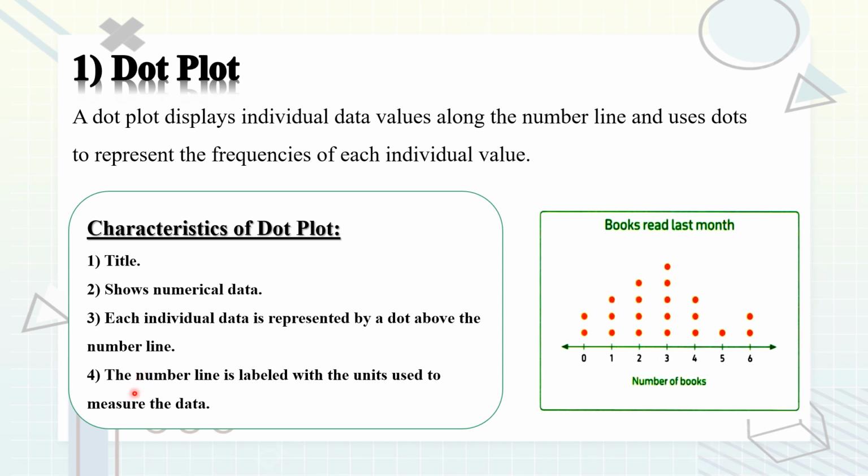The last part, the number line, is labeled with the unit used to measure the data. The number of books will be measured by 1, so 0 books, 1, 2, and so on.